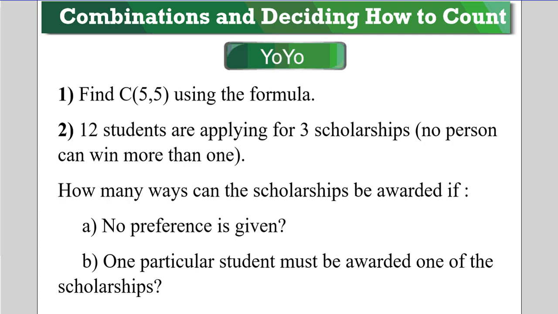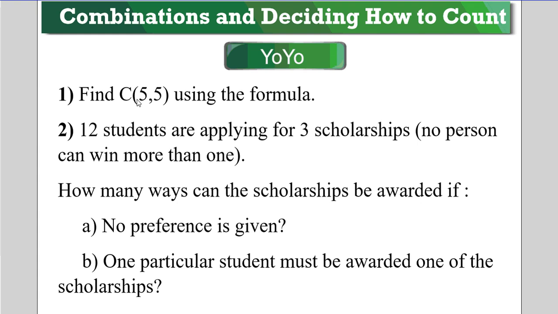Going to provide a chance for you to try. So pause the video now. First one, can you find 5 choose 5 using the formula? And then in question 2, let's say 12 students are applying for 3 scholarships. Obviously, no person can win more than one. How many ways can a scholarship be awarded if no preference is given? Or B, if one particular student must be awarded one of the scholarships? So I think there was a question in the book that asked about this. That's why we're trying question 2. So pause the video now, maybe give it 2 minutes to try, see how you do. Come back after everyone's had a chance to try.